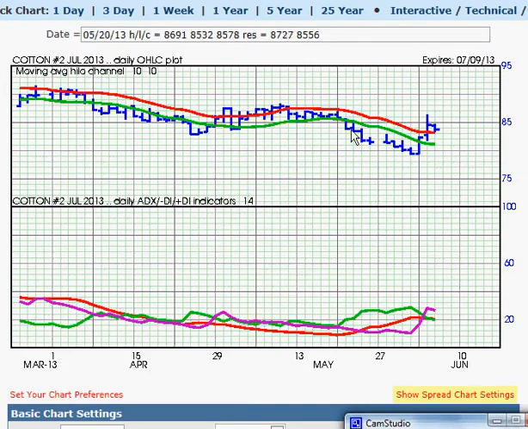So we went short cotton right in here and we got stopped out here. That was a great trade, but then look how it shot up. We made on this trade probably, I don't know what it was, 1,500 bucks or something. But you can see that this is volatile, and if you don't have a big enough account size, just don't take that cotton trade.